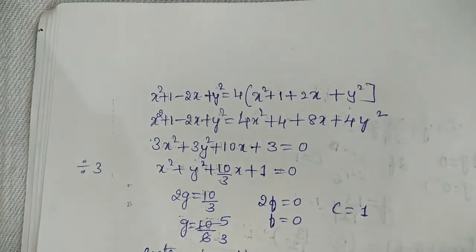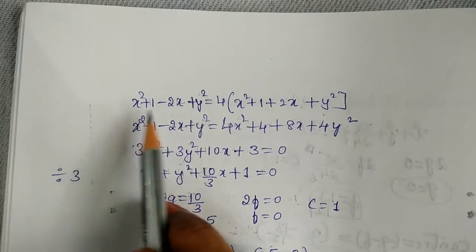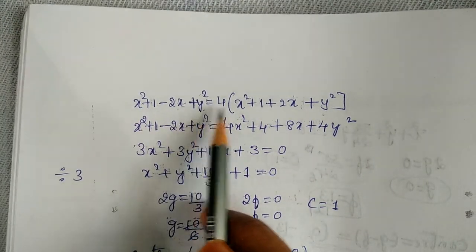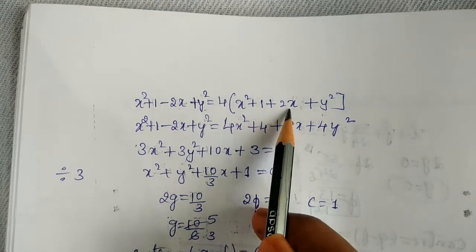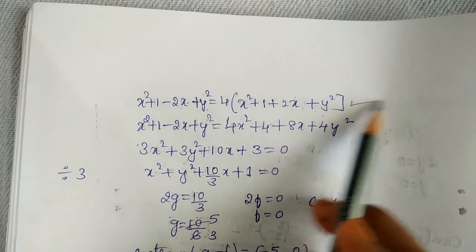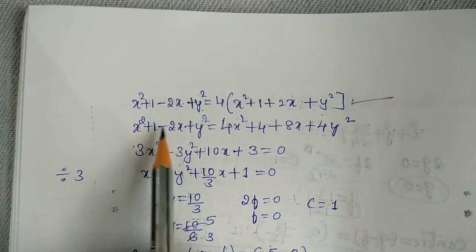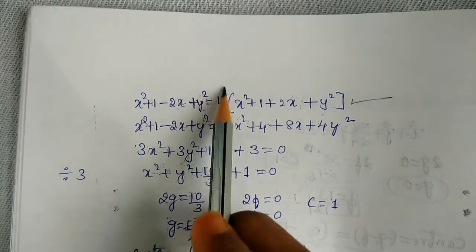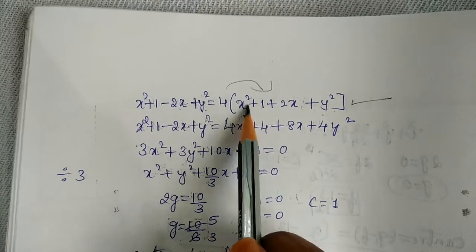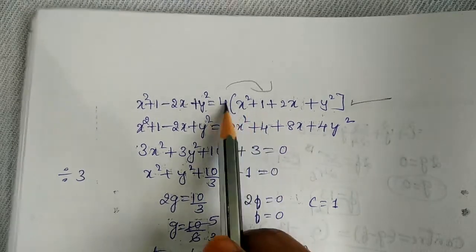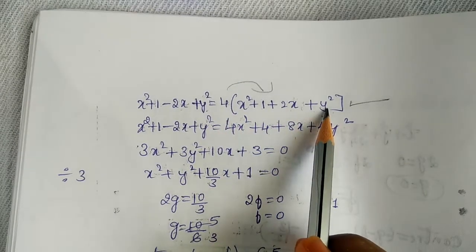Just expand it. So if we expand, we get x square plus 1 minus 2x plus y square is equal to 4 times of x square plus 1 plus 2x plus y square. That's it. Let's check it once. Next, x square plus 1 minus 2x plus y square is equal to multiply 4 within the bracket. 4 into x square, 4x square, 4 1s are 4, 4 2s are 8x, 4 1s are 4, that is 4y square.